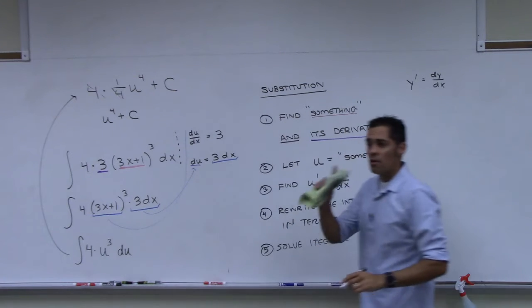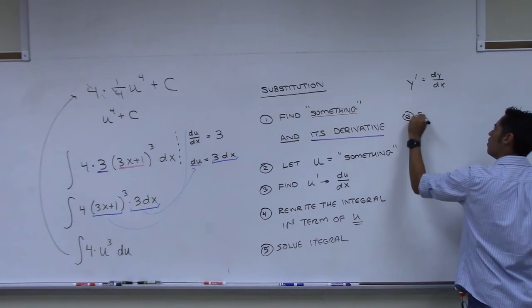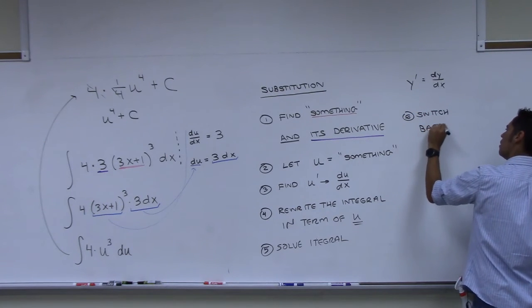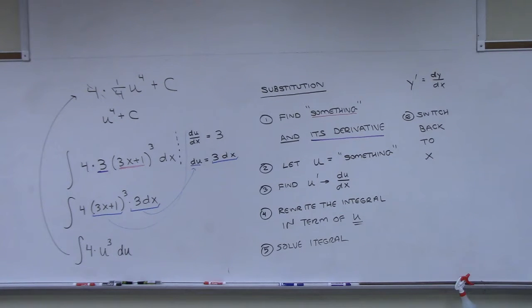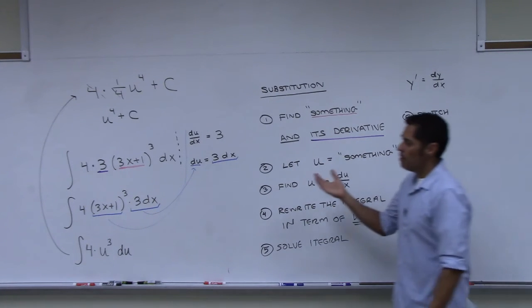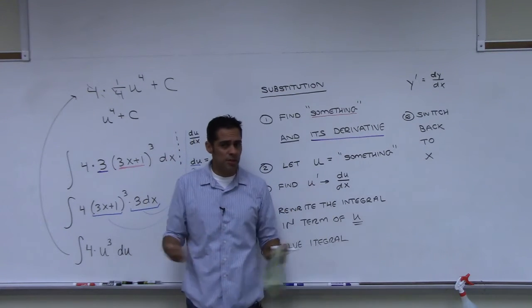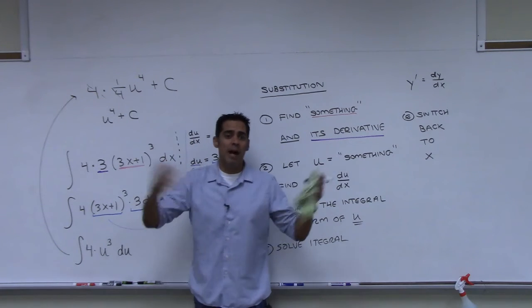And that'll bring us to our last step now, step 6. Switch back to x. What I mean by that is my original problem had x's in it, right? We made a substitution that switched it to u's. My answer right now has u in it. I want to switch back to x.